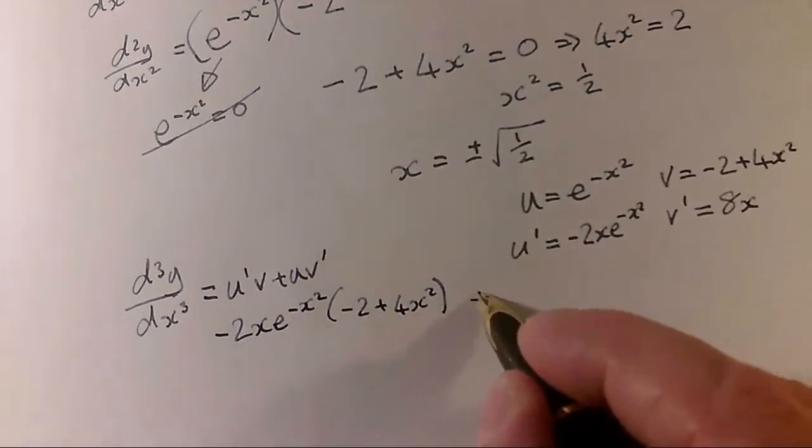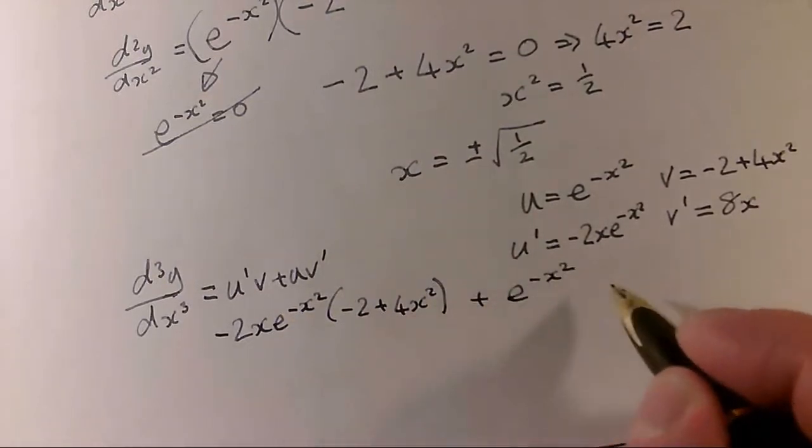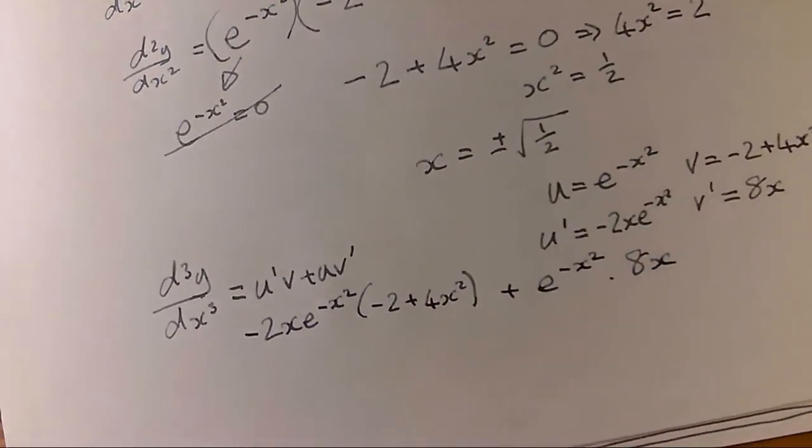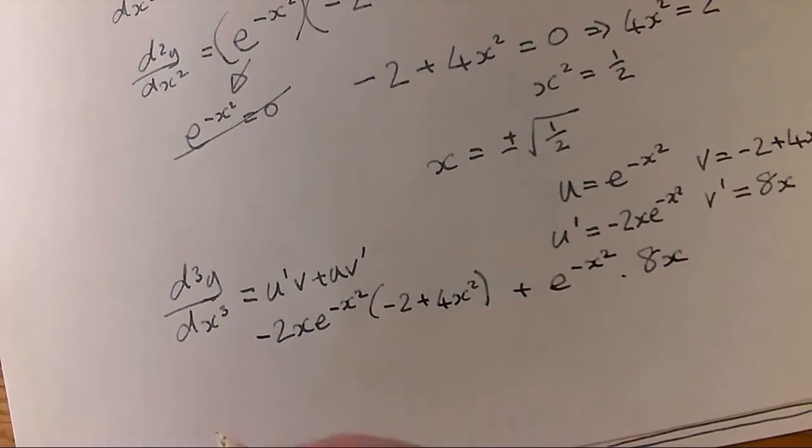And then plus u, which is e to the minus x squared, times v dash, which is times 8x. And I'm interested in what this is when x is the square root of a half.